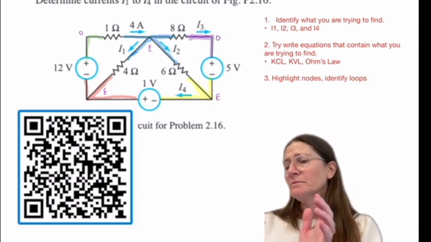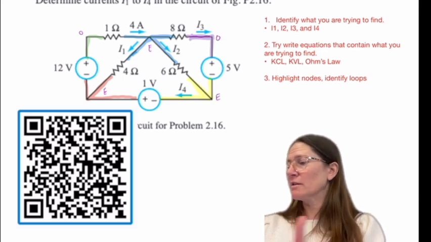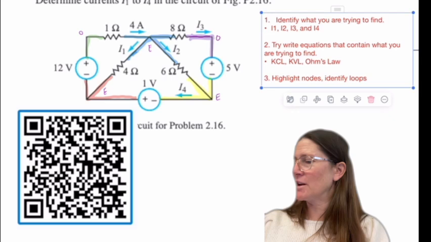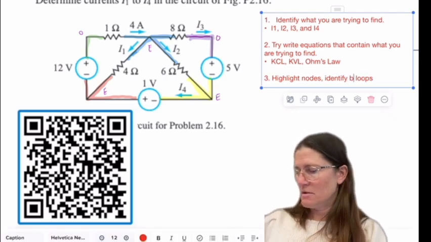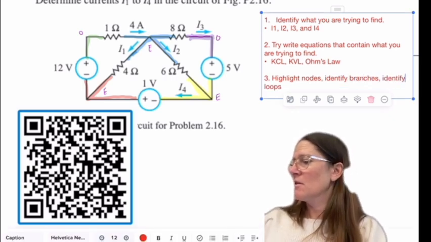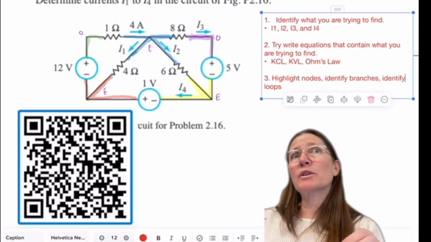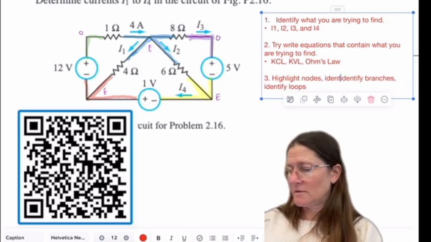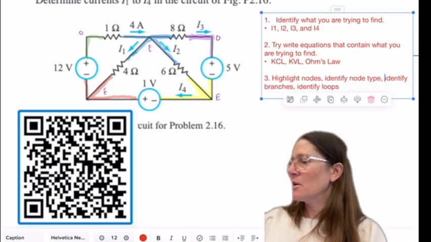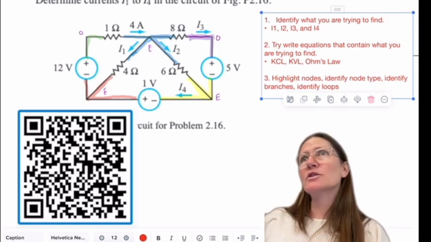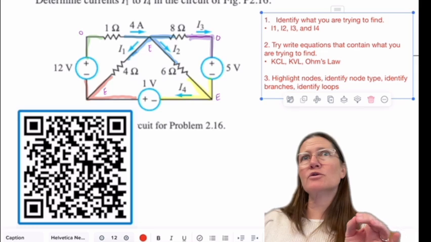So now I need to know, I guess this would be identify branches and loops. So we've highlighted all the nodes, identified what the nodes are. So identify node type. Now to identify a branch, that means it's going to be between two extraordinary nodes.